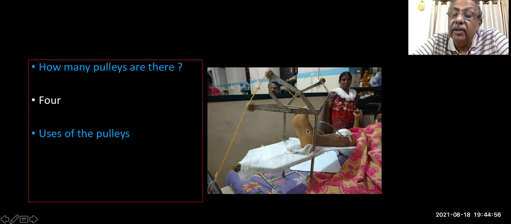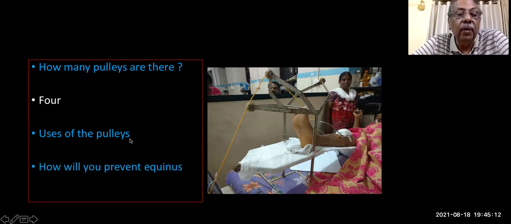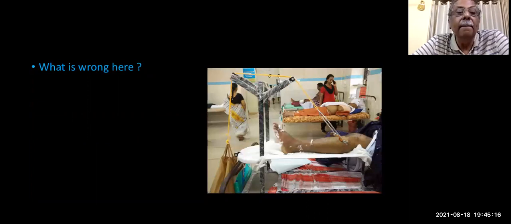Then they may ask you how to prevent foot drop. You apply a skin tape here and the tape goes over here and a small weight, half kg, will be attached here. So it will keep the foot in the neutral position. That is how they prevent foot drop. These are the questions that are commonly asked.